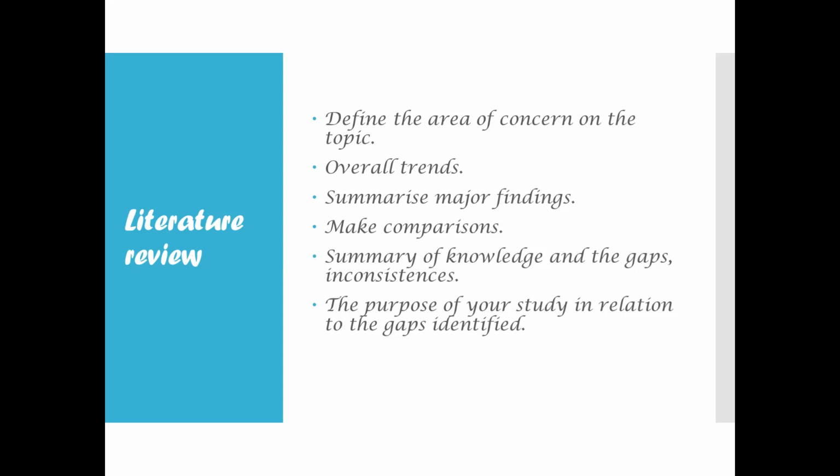So basically literature review is reviewing literature, right? So you come up with the overall trends, you read and go through them. Then you need to summarize the major findings, anything that you find to be of significance. Then you need to compare different studies. Then you make a summary of the knowledge and the gaps that you may have noticed. Then you talk about the purpose of your study in relation to the gaps identified.